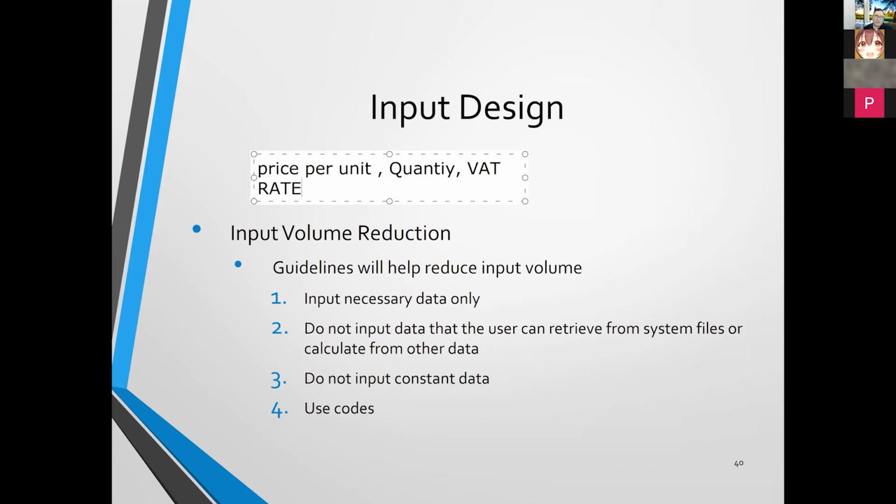The better way is that you have a database table to keep the VAT rate. If you would like to calculate the VAT amount, you multiply the sales amount with the value of the VAT rate inside the table. So that means later on, if the government announced that the VAT rate will be increased or decreased, you just change that table only. So this one helped us in two things. The first one, we input just necessary data only. You don't need to enter the VAT rate for every single record of data.